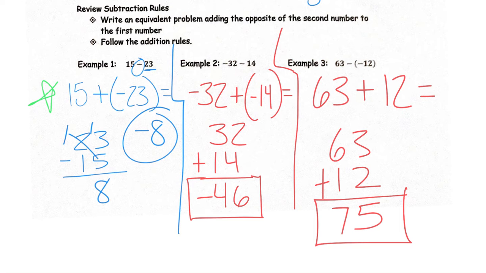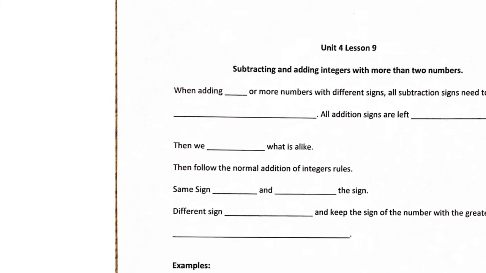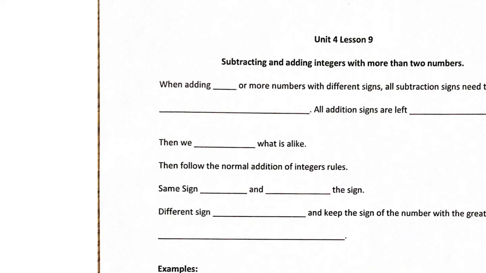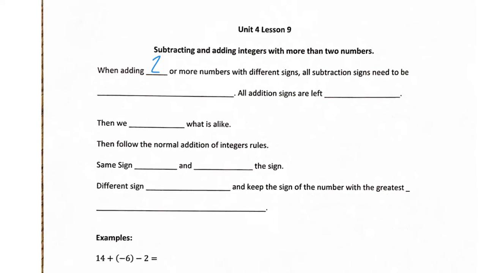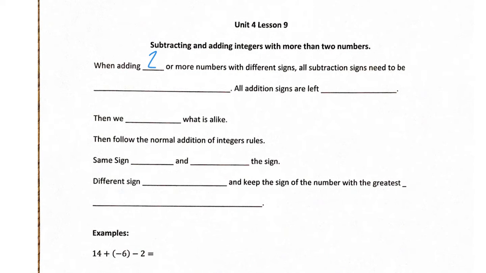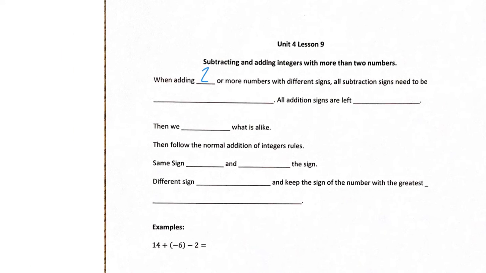Okay. If you've got all that, go ahead and flip your paper over so I know you're ready for the other side. So when I do so, we've got some fill in the blanks. All right. When adding two or more numbers with different signs, all subtraction signs need to be changed. All your subtraction signs will be changed.